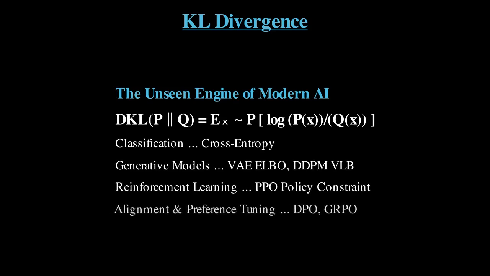The new GRPO objective from the DeepSeek-R1 paper. Or the variational bound for DDPMs that powers models like Sora. They all optimize the same 75-year-old number. In 1951, Solomon Kullback and Leibler published "On Information and Sufficiency," introducing this quantity, the KL divergence.